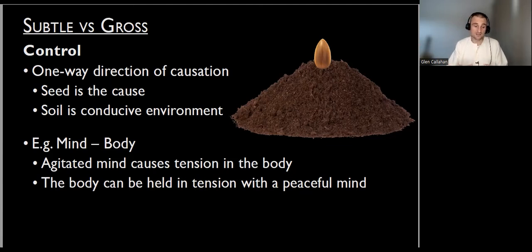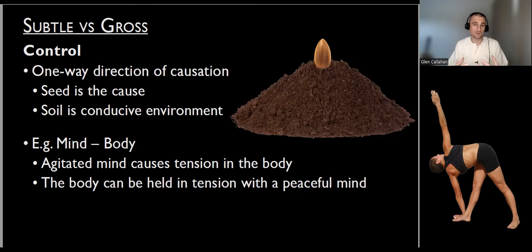So example here is that of the mind and the body. So for example, if you have an agitated mind, tense, stressed, unhappy, that will cause tension in the body. But it's not necessarily the case the other way around. You can hold the body in tension, but do it with a very peaceful mind. A simple example of this is your yoga practice. You may be holding the body in an incredibly tense state. It's perfectly still, but so is your mind. It's free from agitation. Just because there's tension in the body, it doesn't necessarily mean that there's tension in the mind.